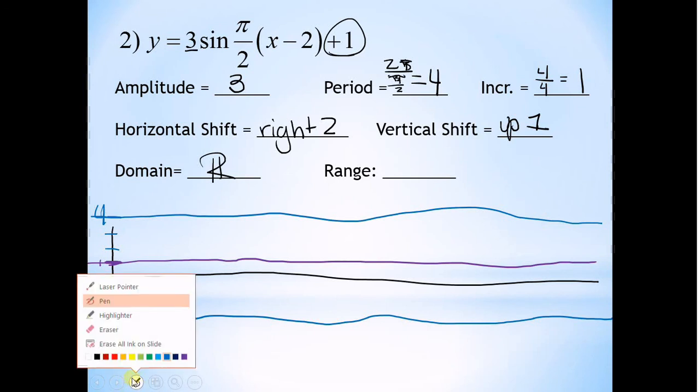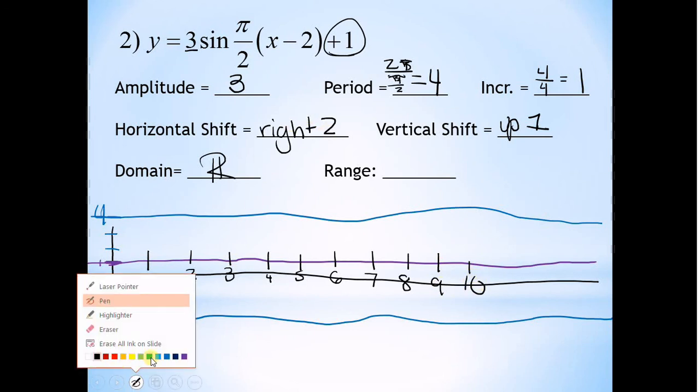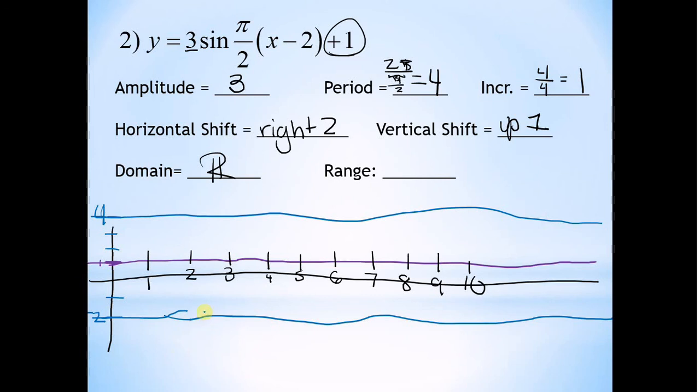Okay, let's label in our increments. My increment is 1. So here's 1, here's 2, here's 3, here's 4, 5, 6, 7, 8, and I'm going to go a little more. Alright, so I went right 2. So with my green, because remember, that was my horizontal shift marker, I'm going to go right 2. So right here. That's going to be the start of my graph.